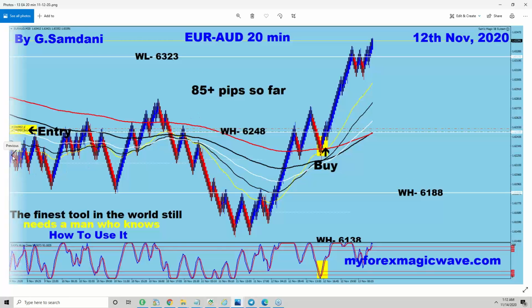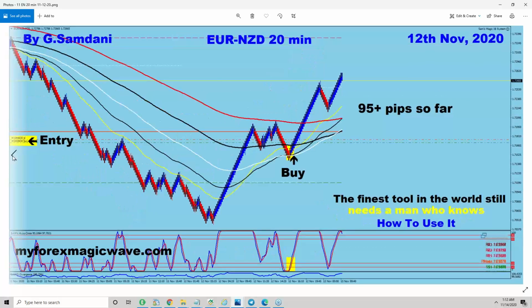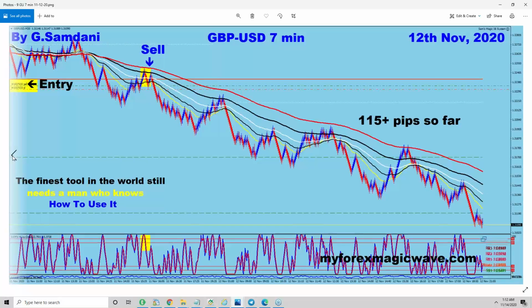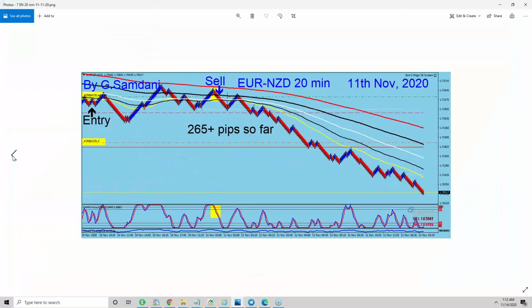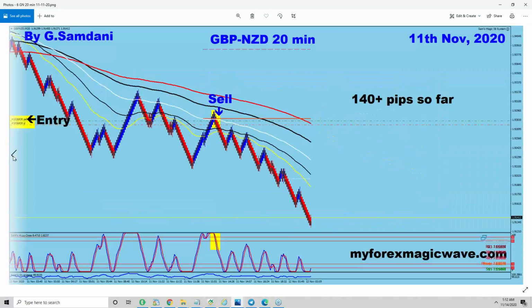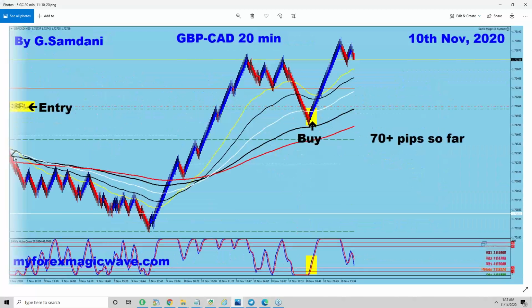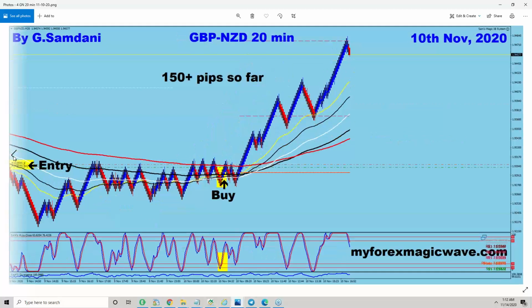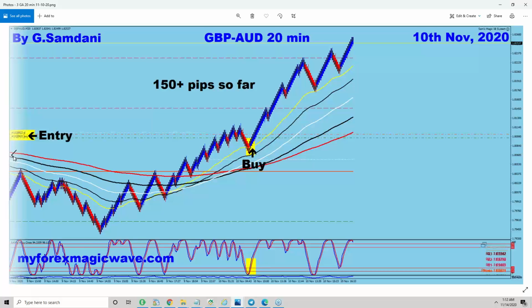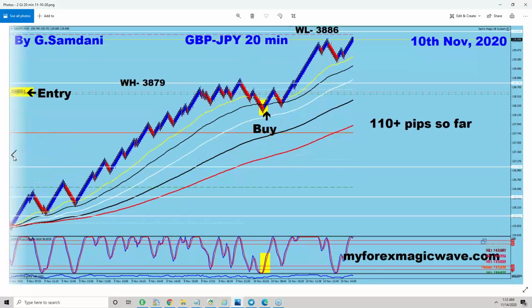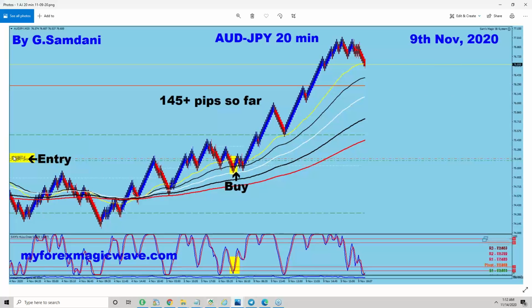Okay, let's take a look. It's 85, 50, 95, 125, 115, 90, 265, 140, 70, and 150, 150 again, 110, and 145. After that, if I give back only 150, 160 pip, no big deal, right? So this is how it is.